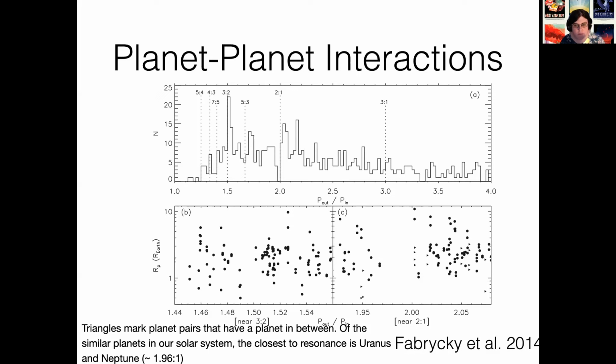And again, right interior to the resonance, we seem to see a gap, and that's especially apparent for the 2-1, though you can kind of convince yourself the 3-2 is there. This is telling us something about how these planets interact and form. That being close to a resonance seems to be a bit of a problem, while being slightly outside of it is less of a problem.